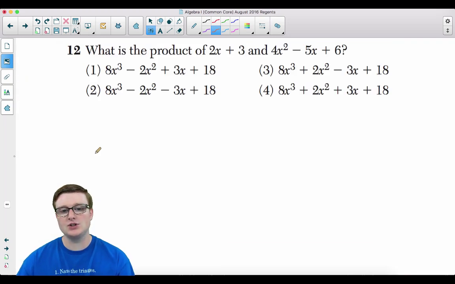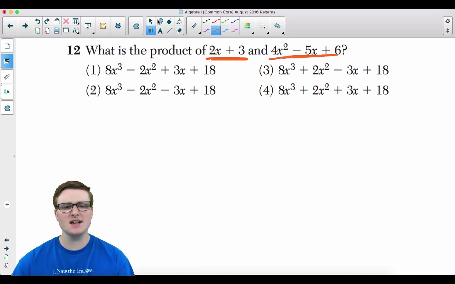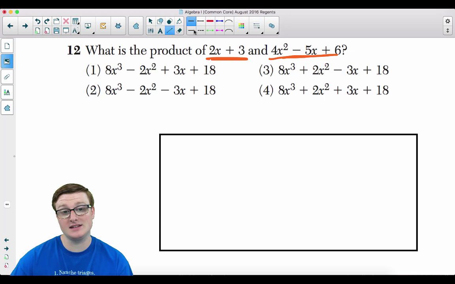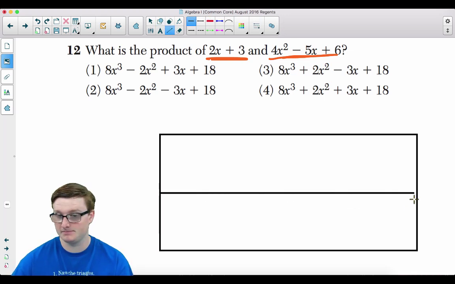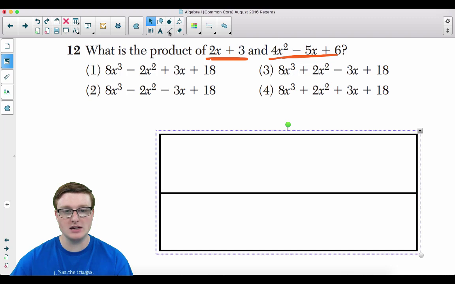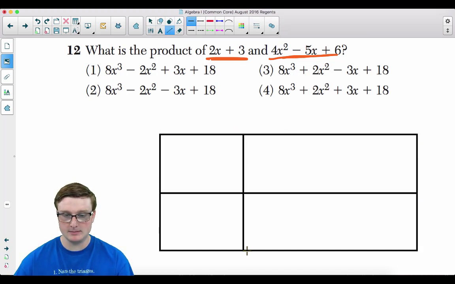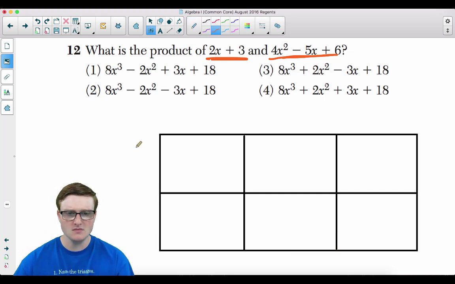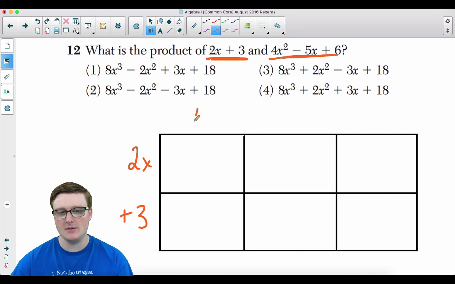What is the product of 2x plus 3 and 4x squared minus 5x plus 6? Okay, so when you're multiplying a binomial to a trinomial, the best way to set this up is by a box method, or the tabular method, some teachers call it. That's actually the proper term, but some teachers call it the box method. Okay, so what I'm going to do is make a 2x3 grid, and we're just going to put the values to the left and up top. And this is just a clean way to multiply these out. So we get 2x plus 3, and we get 4x squared minus 5x plus 6.